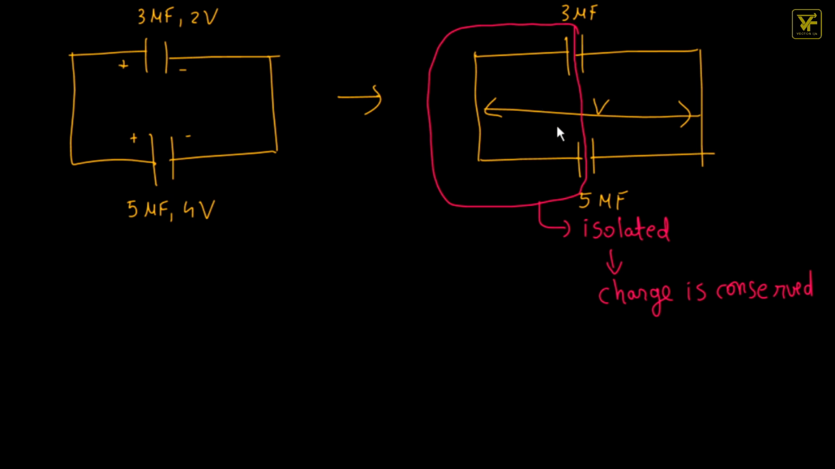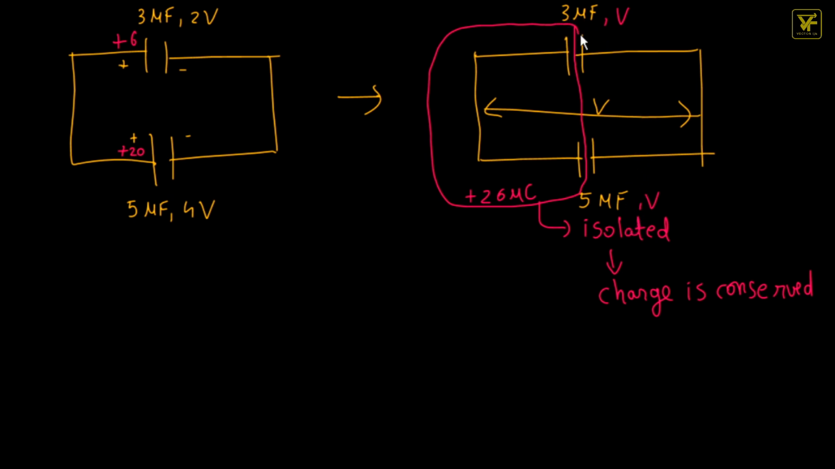So if the charges are conserved, then total charge in this system on the left hand side will remain same. Let's see what the charges are initially. Initially charge on this one was plus 6 and charge on this one was plus 20. So that means total charge on the left hand side was plus 26 microcoulombs. So even finally the total charge on the left hand side circuit will be 26 microcoulombs. Also, the potential across each of the capacitors is V.